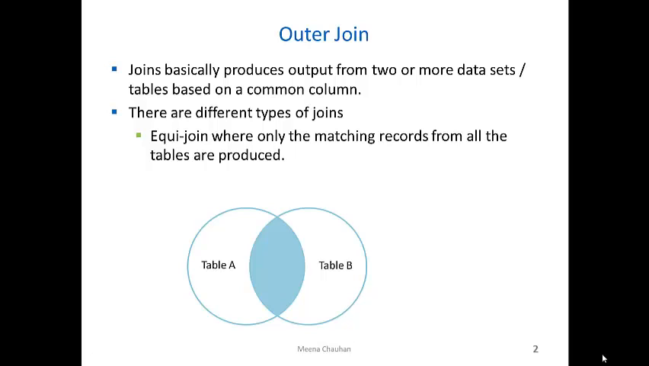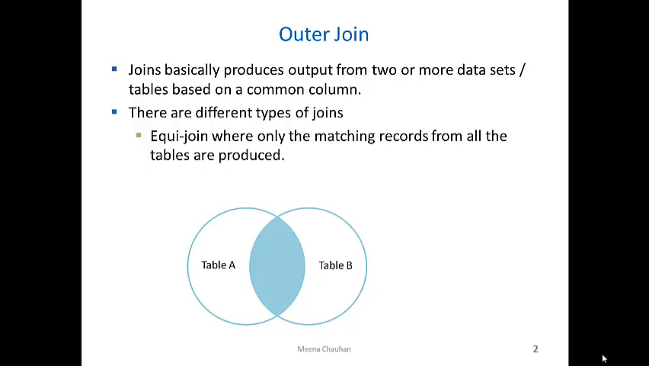What are joins basically? When you have data distributed across multiple tables or data sets, and you want to combine the output and produce it in a kind of report, that is called a join. Now, in order to join, you need a common key between the two tables. There are different types of joins which are possible.